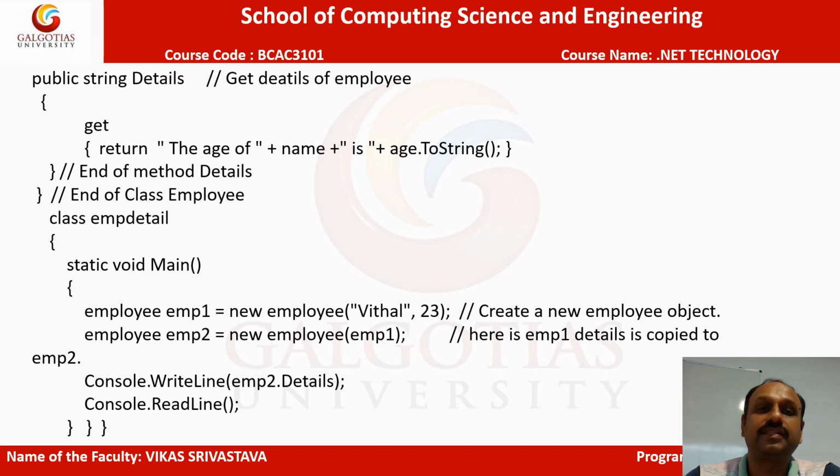Now let's see the next slide. So here you can see that a new Employee, emp1 object, has been called with Vittal and 23. So this parameterized constructor has been passed those parameters. Then afterwards, this particular emp1 has been passed as a reference to the object emp2. So emp1 holds Vittal and 23, and likewise the same values will be assigned to emp2. So this is the work of the copy constructor. The same details will be copied to the other object.